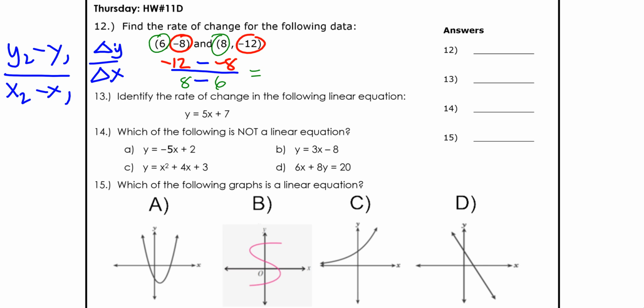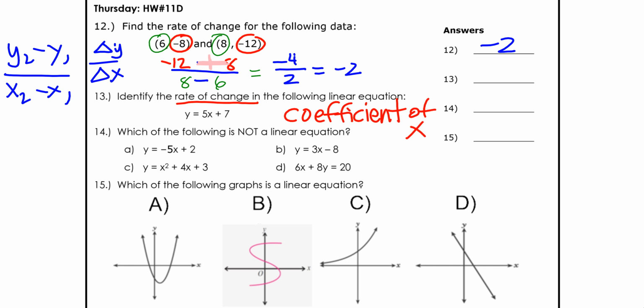Use the calculator here. Don't forget, when you have two minuses in a row, it makes a big positive. So -12 plus 8 is -4, and 8 minus 6 is 2. So the rate of change is -2. Number 13, identify the rate of change in the following linear equation. So I'm looking for the coefficient of x. Not x, but the coefficient of x. So I just write 5.